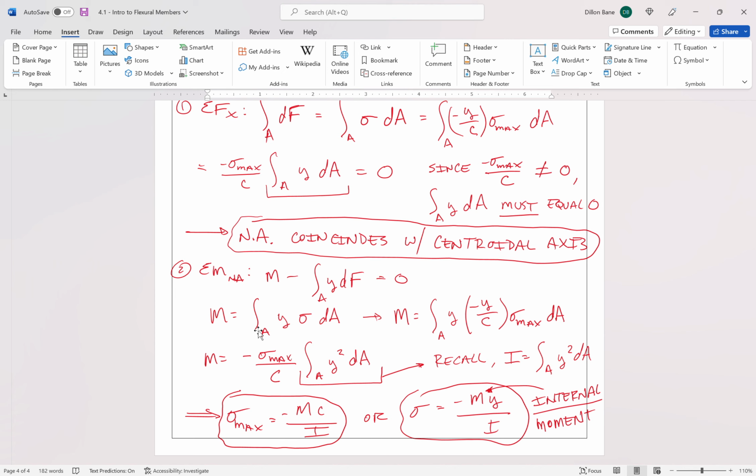In the next video, we're going to cover section 4.2, where we basically do an all-encompassing example over bending stress so that we can understand how this equation works on actual beams. So that's it for this video.